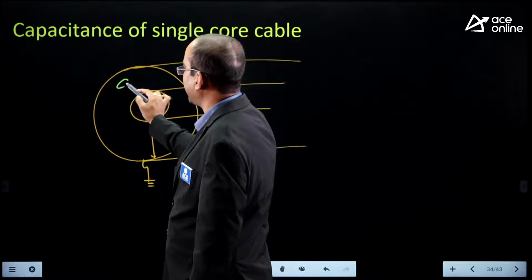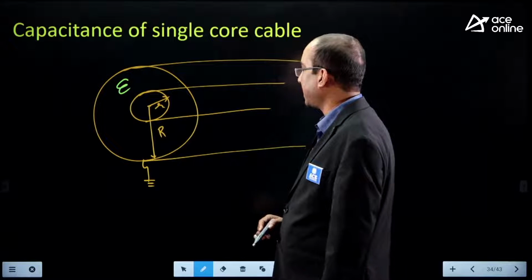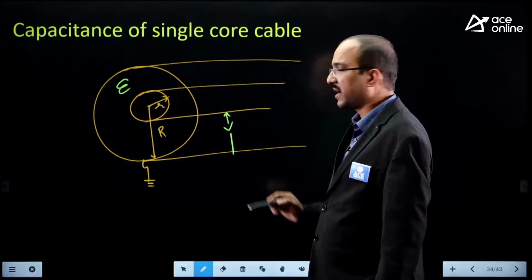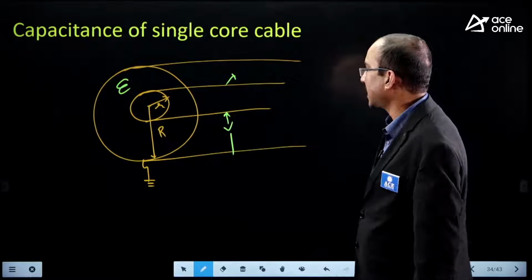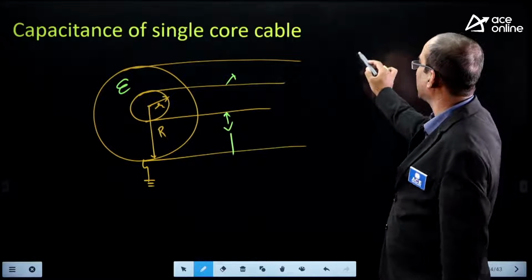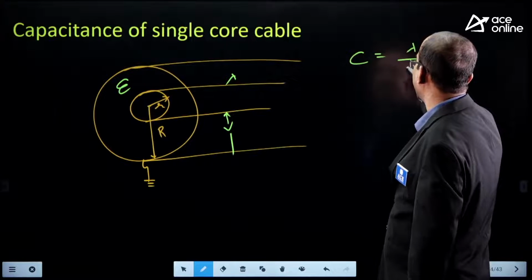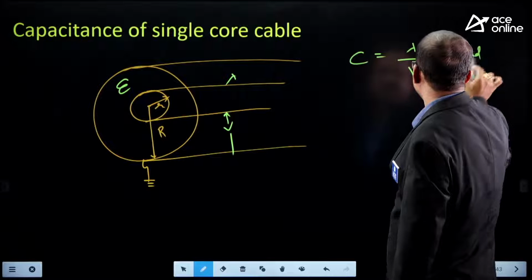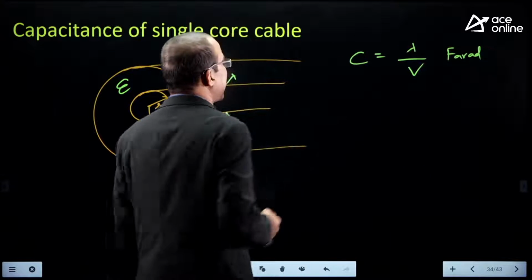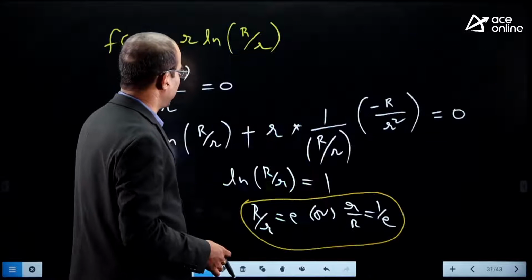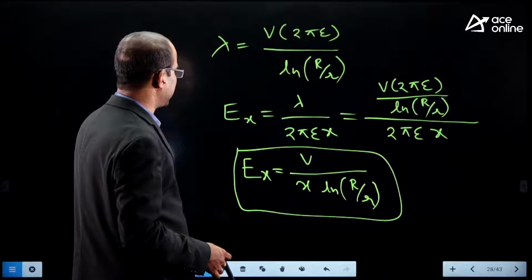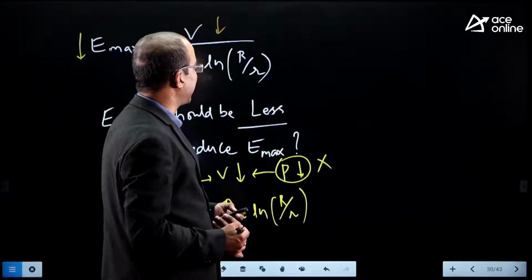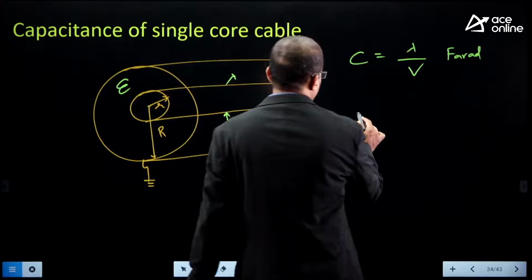Now here, let epsilon be the permittivity. How can we calculate the capacitance? If the conductor is operating at a voltage of V, and the electrostatic charge is lambda, then the capacitance is lambda by V. Unit is what? Farad. So how can we express the charge in terms of voltage? Here we got the expression for charge. Lambda value is V into 2 pi epsilon by ln of capital R by small r.